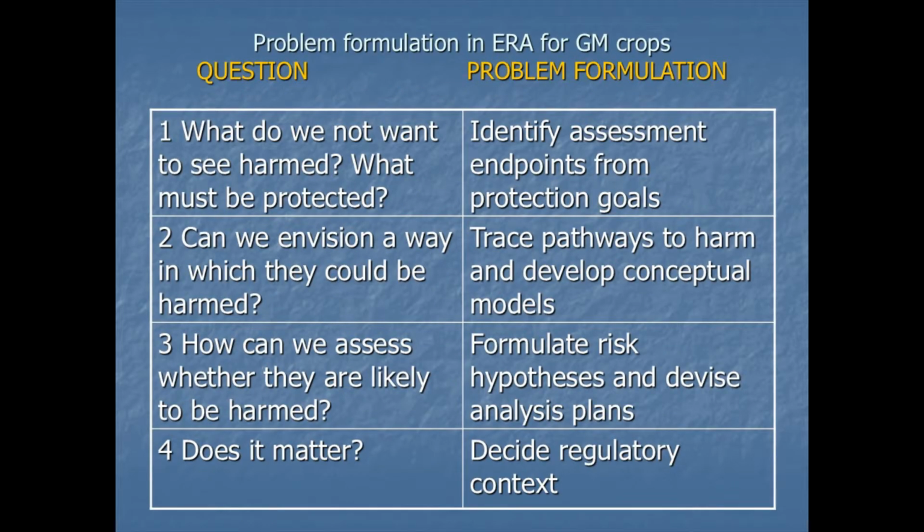So asking what we don't want to see harmed is looking at these assessment endpoints from our various statutes and laws. Trying to envision a way in which there would be harm is tracing these pathways, perhaps developing a model to help us do this. Assessing whether they're likely to be harmed could be formulating risk hypotheses and coming up with a plan to test these hypotheses. They're not hypotheses in the scientific sense, they're things that you need to validate or invalidate. And then, does it matter? What's the regulatory context? That's also, of course, nothing to do with science. The science is in this middle bit, understanding how there might be an impact from growing the crop.